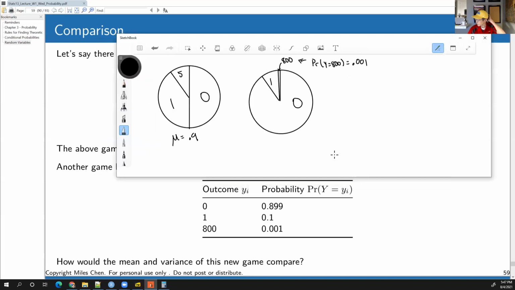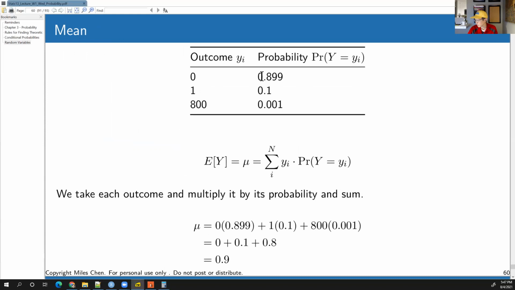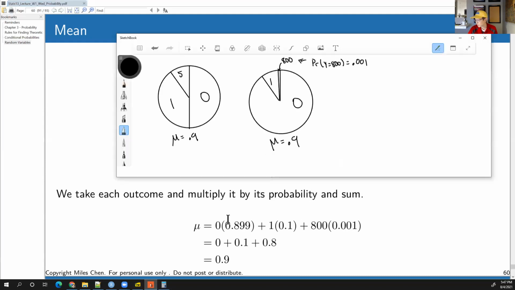Okay, so both of these, if you do the calculations, the mean of this one is also going to be 0.9. So both of these have an expected winnings of 0.9. For this one, you get 0 times 0.899, 1 times 0.1, 800 times 0.001. And so you get 0 plus 0.1 plus 0.8. You also get 0.9.